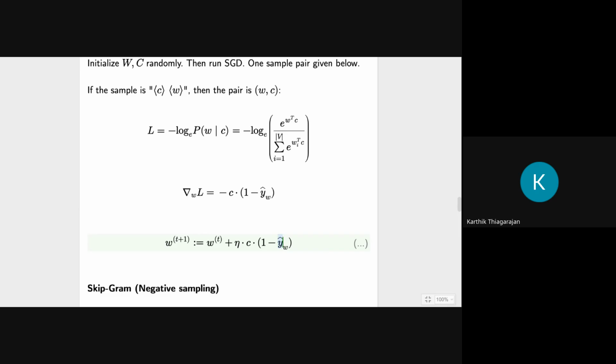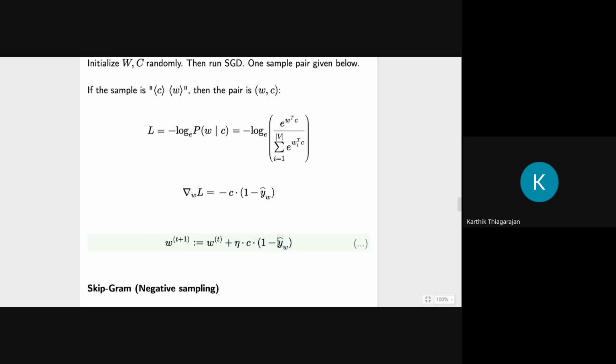If this predicted probability is already close to 1, this term will essentially be 0. If y hat is close to 1, what does it mean? It means that you're already predicting the target word correctly, so you don't need to change the target embedding that much.